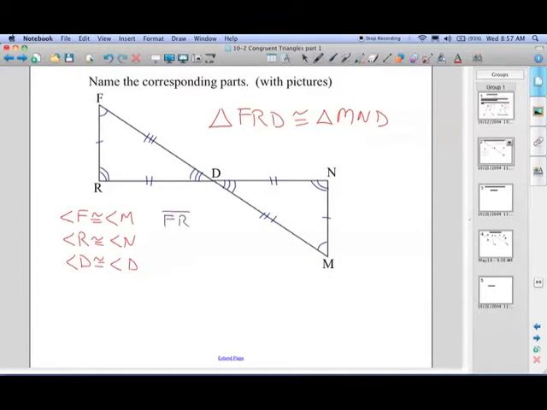In the first triangle, FR with the 1 hash mark is congruent to side MN with 1 hash mark in the other triangle. Side RD with the 2 hash marks in the first triangle is congruent to side ND in the second triangle. And finally, side FD is congruent to side MD in the other triangle because we have the hash marks that match up.